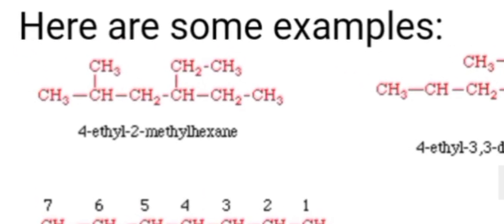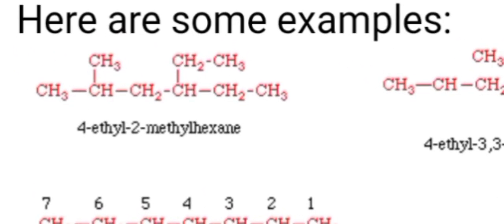Now look at this example. Let's say we are counting from left to right. We're going to have CH3, CH, CH2, CH, CH2, CH3. So after you count from left to right, you have 1, 2. The second carbon has CH3 attached to it. 3, 4. The fourth carbon also has CH2, CH3 attached to it. 5, 6. Now, we have 6 carbon atoms in the longest chain there. So that means it's hexane. That is the parent name.